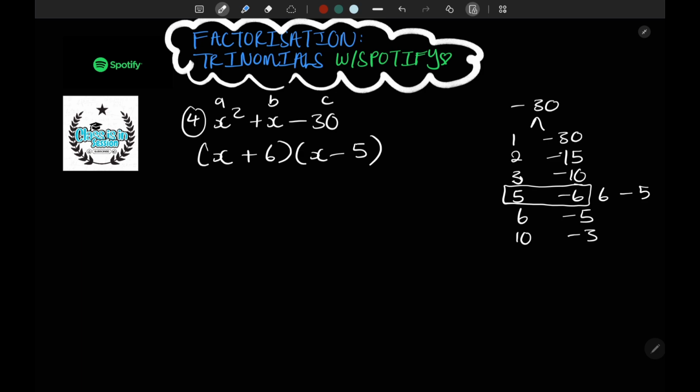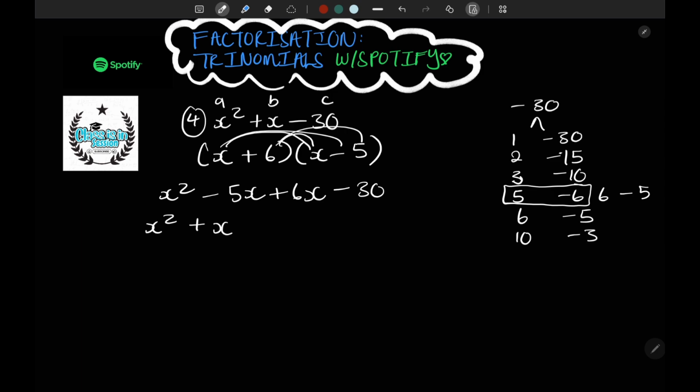Now let's check if our factorization is accurate. X times x is x squared, x times negative 5 is negative 5x, x times 6 is plus 6x, 6 times negative 5 is negative 30. X squared, what's negative 5x plus 6x? It's 1. So plus x, which is 1x, minus 30. This is the same thing as that, therefore your factorization is accurate.